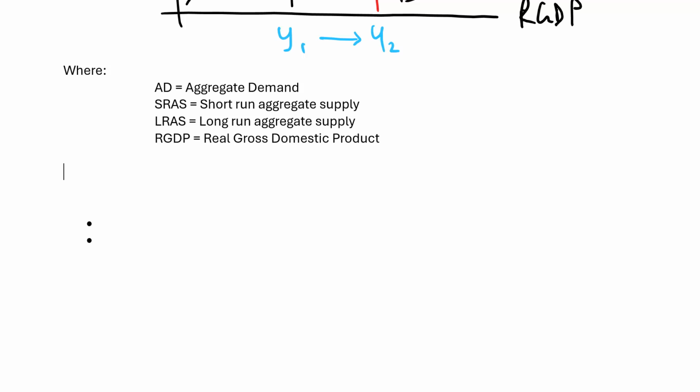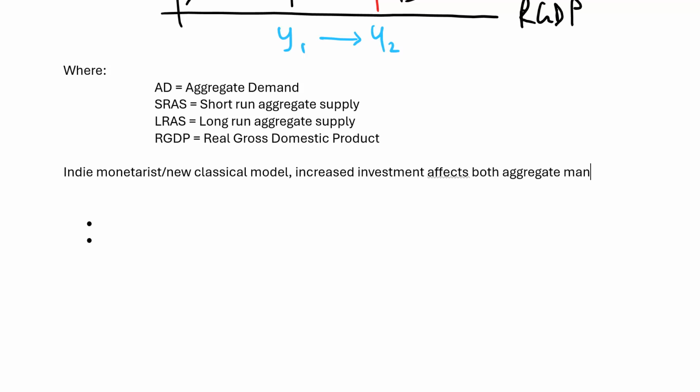In the monetarist new classical model, increased investment affects both aggregate demand and long-run aggregate supply.